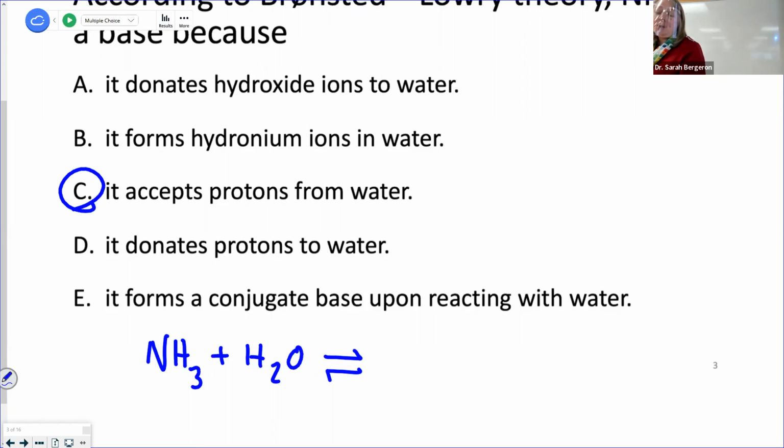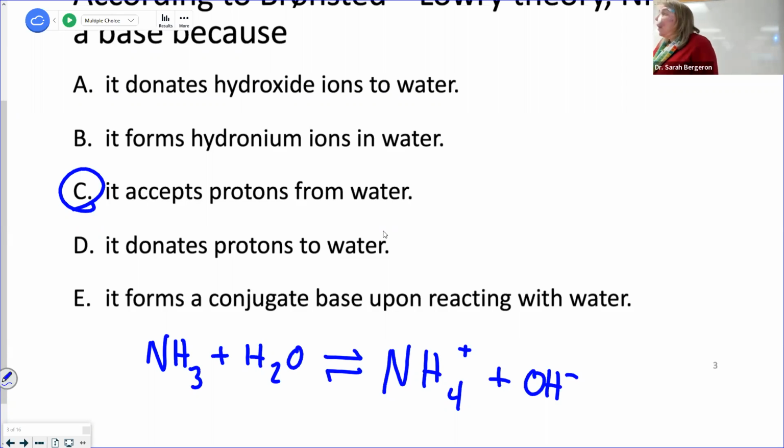No, right? What am I? NH4, and it's positively charged. What am I left with? A hydroxide. This is why we call it a base, because when I put it in water, I get hydroxide ion. That's why it behaves as a base, right? It doesn't look like it. It doesn't have the OH. It's not like NaOH, right? But it still is a base.